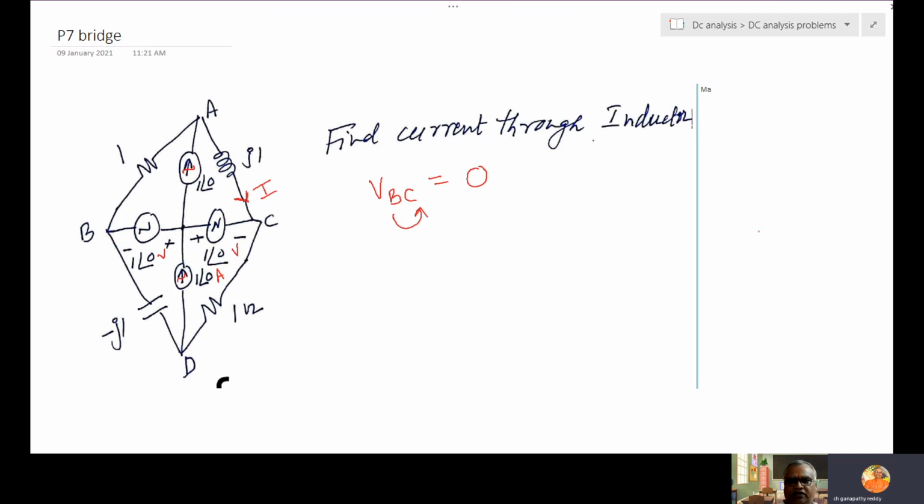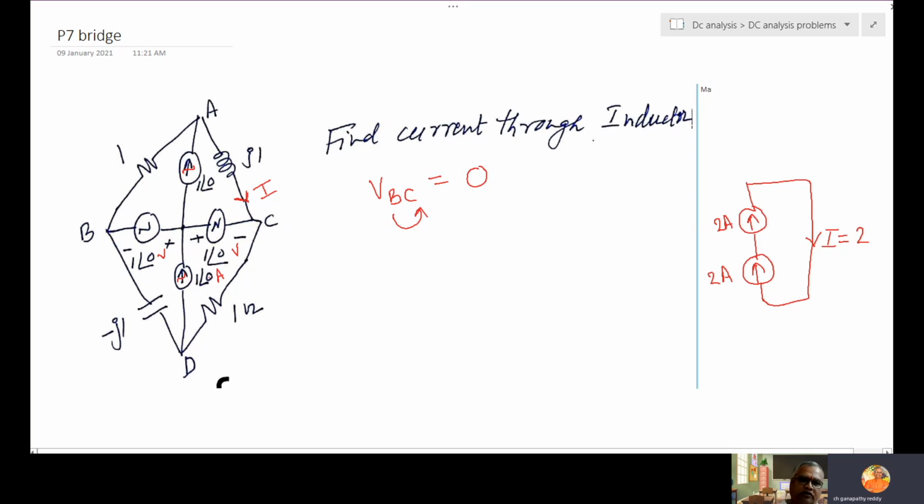We discussed this earlier in source transformation. If this source is giving a current of 2 amps, what is the total current? It is not 4, it is 2 only. This was discussed in source transformation. You have to listen to the subject in order. If you listen randomly, you will not understand properly. So this current is 2 only.